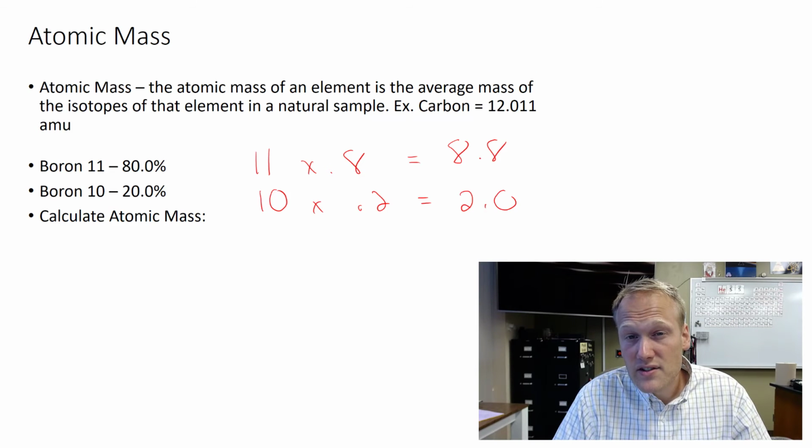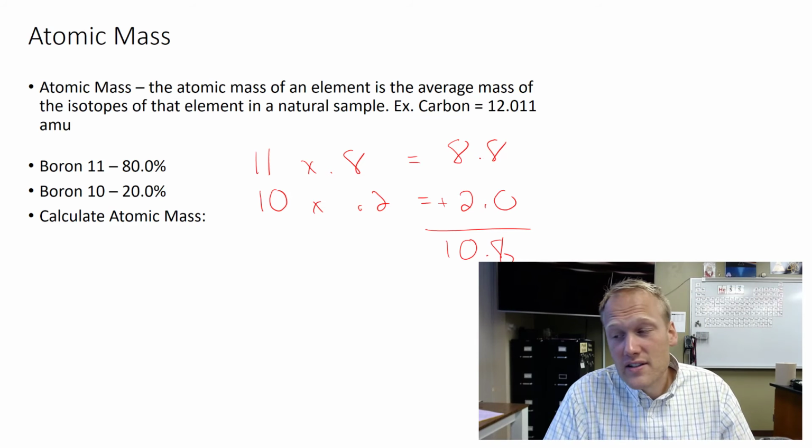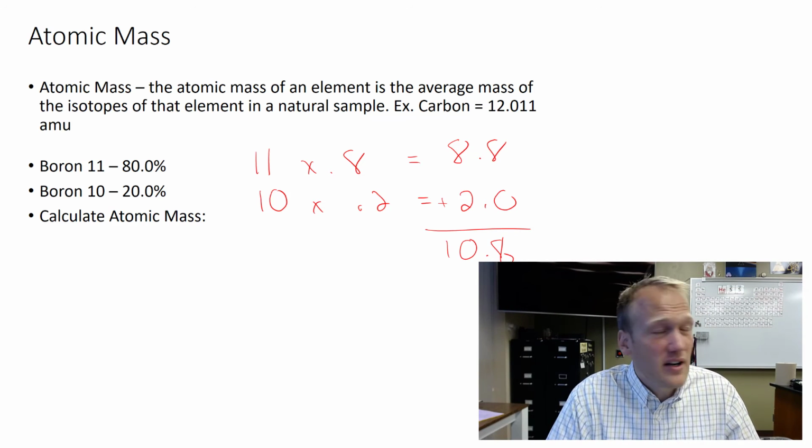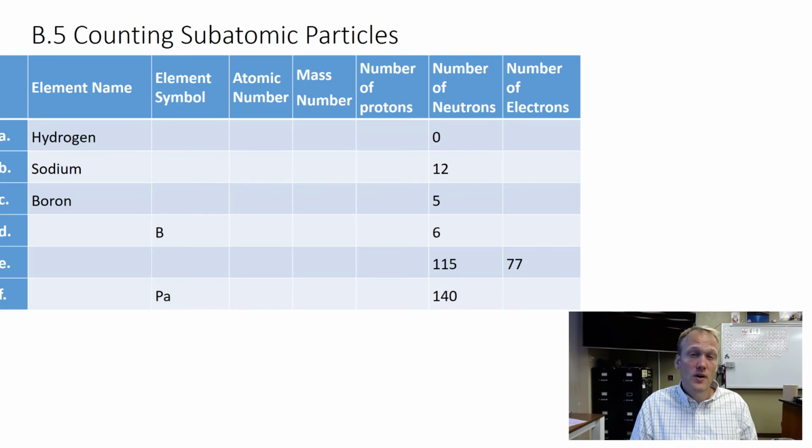That gives us 8.8 and 2, and now what we would do is we'd add those together, which would give us 10.8. And if you look at the periodic table, the atomic mass for boron is 10.8. So it is technically an average, it's just a weighted average, and so you can't just add them together and divide by 2. One type of question that you're going to be asked during this section is to identify numbers of protons, neutrons, and electrons based on information you've been given.